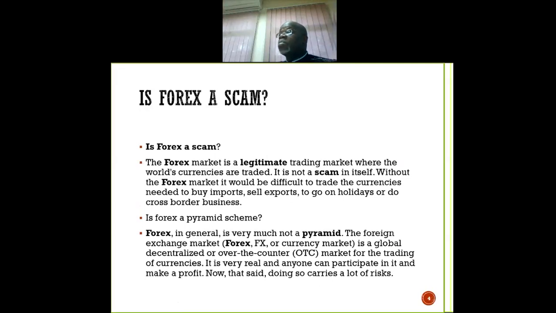Is Forex a scam? That is an interesting question. This is a discussion that can go on and on, but for now, let me just explain that the Forex market is a legitimate trading market. Bona fide, legitimate. It's not a scam by itself. Without the Forex market, it would be difficult to trade the currencies needed to buy imports, sell imports, go on holidays, etc. Which means there has to be a legitimate trading market where somebody can buy foreign money.